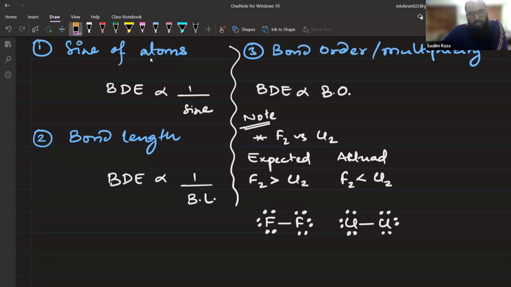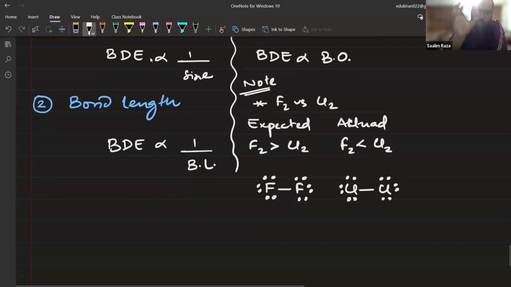So why is it the case that expected is F2, that means fluorine should have higher bond strength than Cl2 because of the size. But size is the factor which is the reason fluorine is having lower bond strength. है ना? क्यों क्या हो रहा है? Because it is having more lone pair electrons, और छोटी जगह में lone pair electrons है तो वहां पे repulsion हो जा रहा है, right?